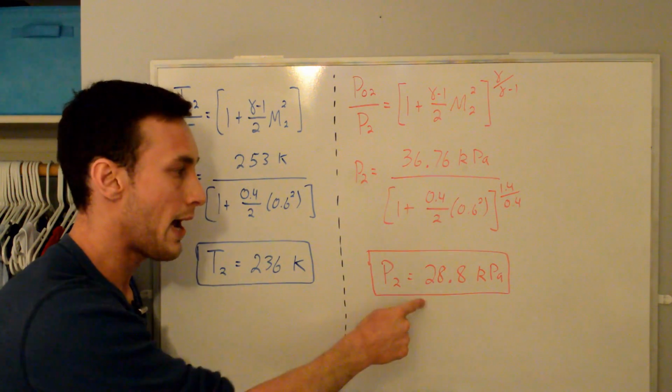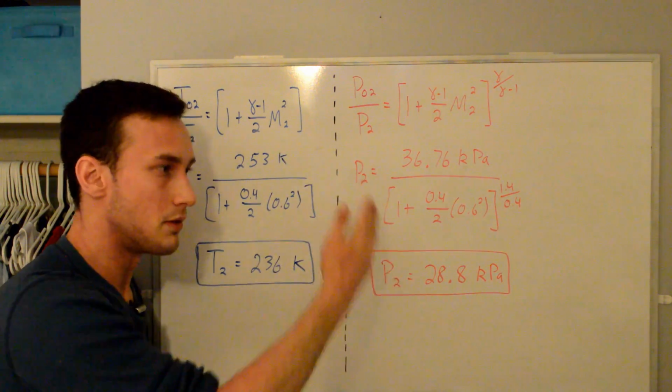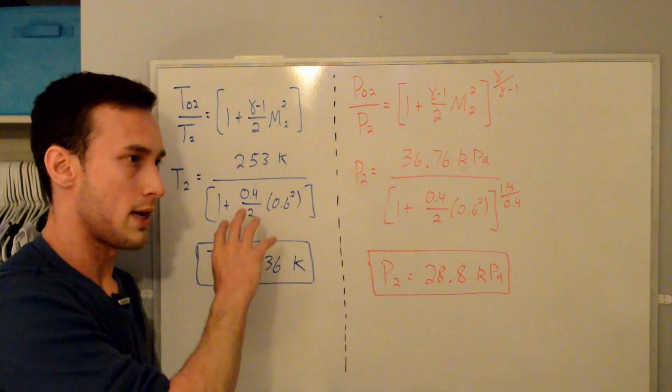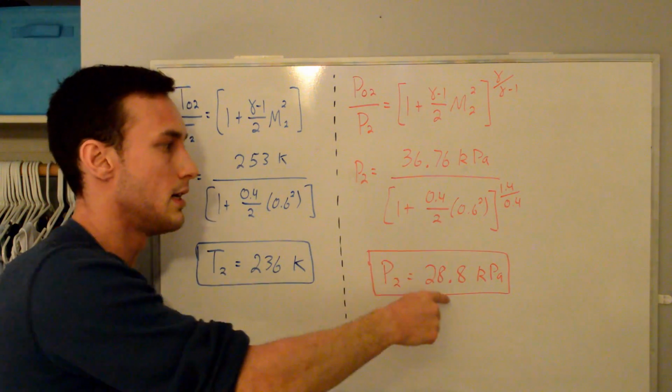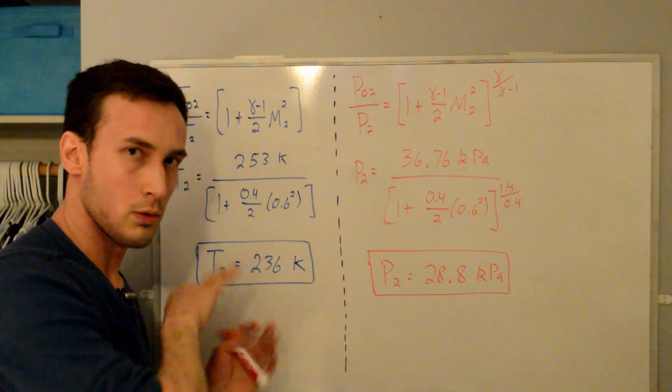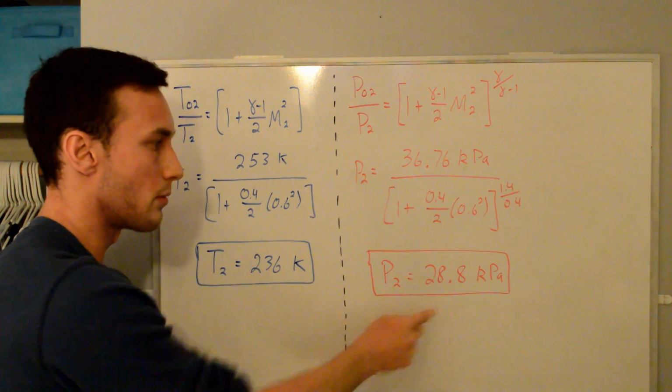So in this case, we have a higher static pressure at the exit of the diffuser because if you have the faster velocity, you have a lower pressure, and if you have a slower velocity, which is what we're doing, we're slowing down the flow, we have a higher pressure.